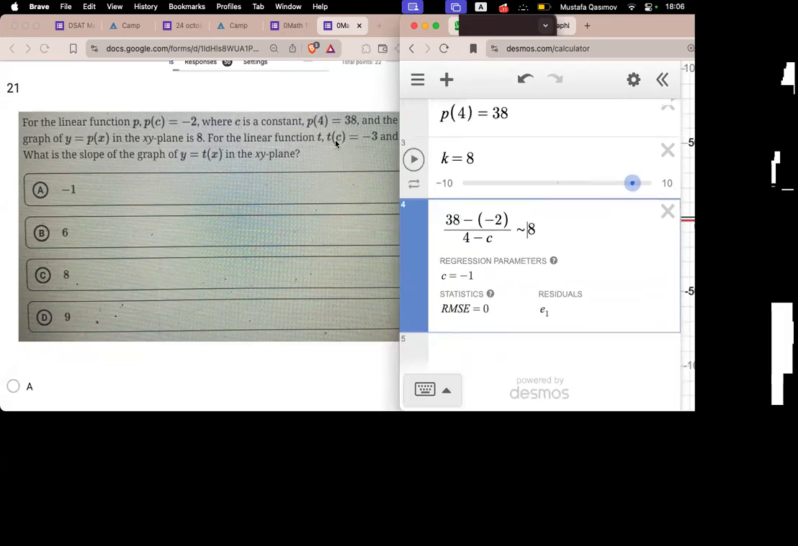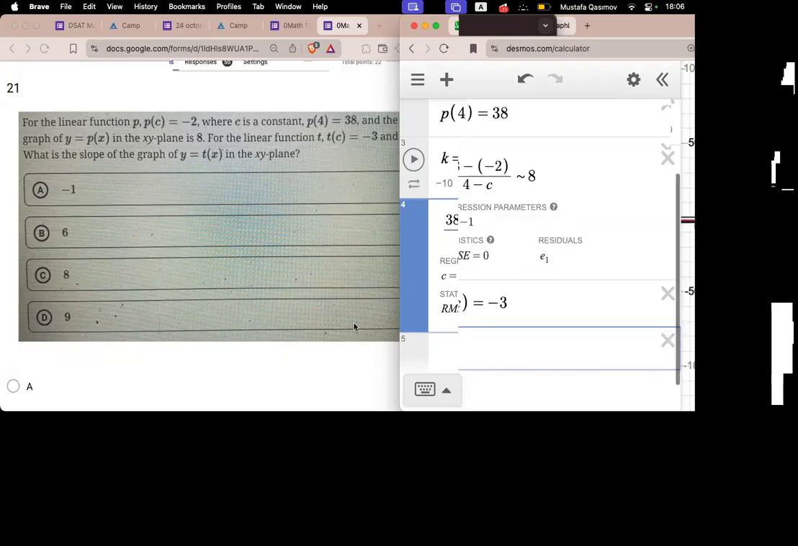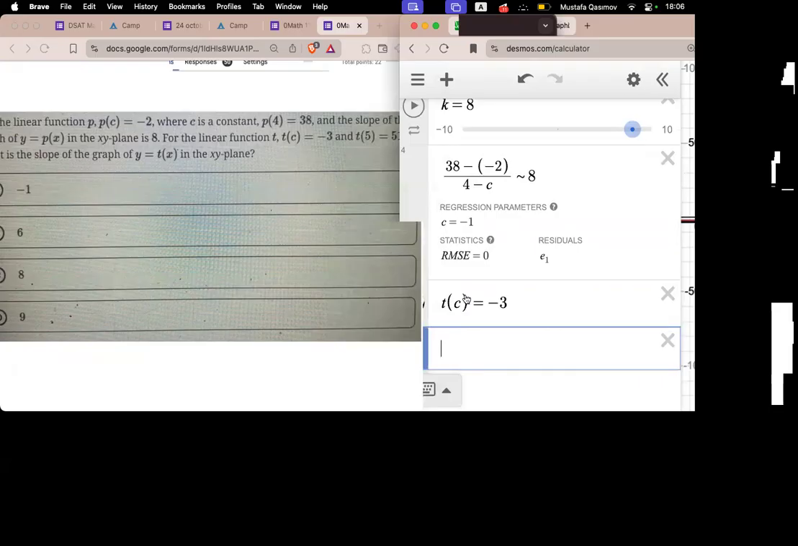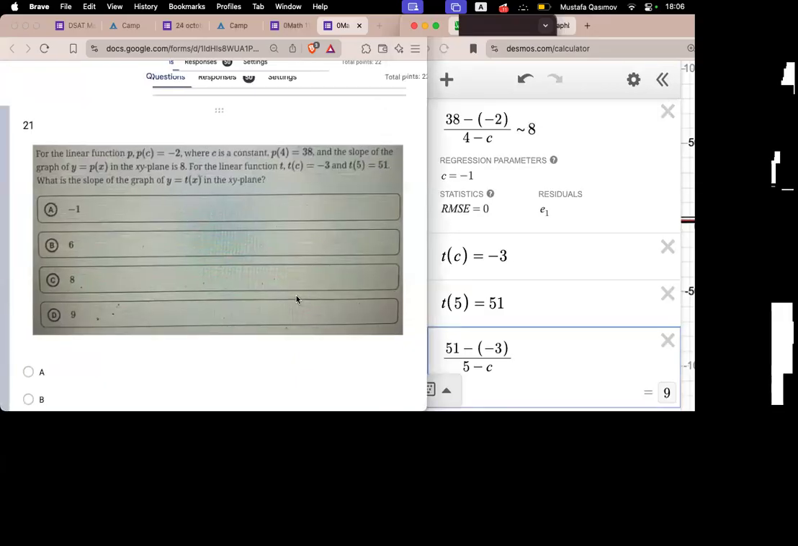Then we have T of C, it is another line, is equal to -3, and we have T of 5 is equal to 51. Then we have to write it like that: 51 minus -3 over 5 minus C. Then it is equal to 9. And the answer is 9, D.